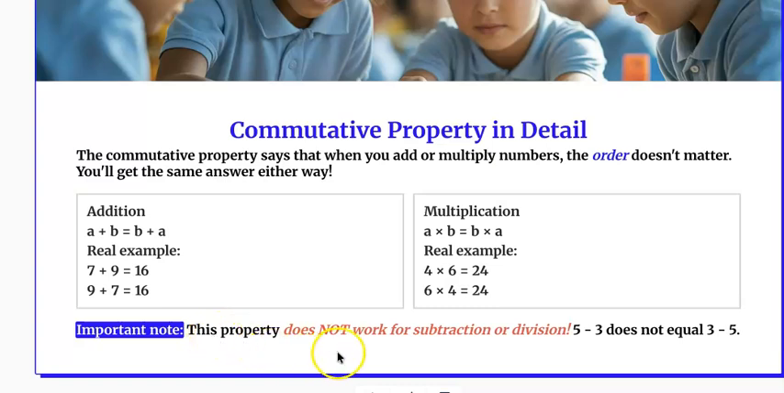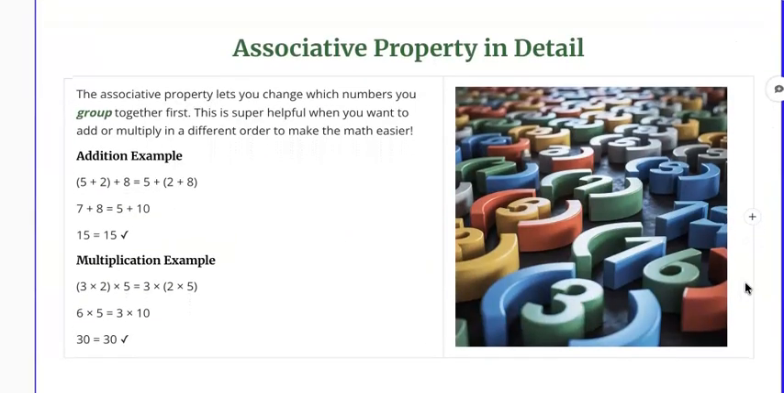But important: this property does not work with subtraction or division. 5 minus 3 is 2. It's not equal to 3 minus 5, which equals what? -2. So commutative only works with multiplication and addition.